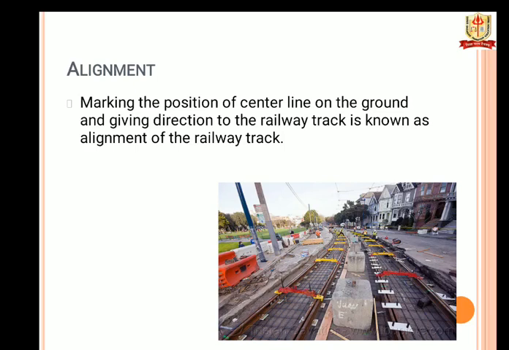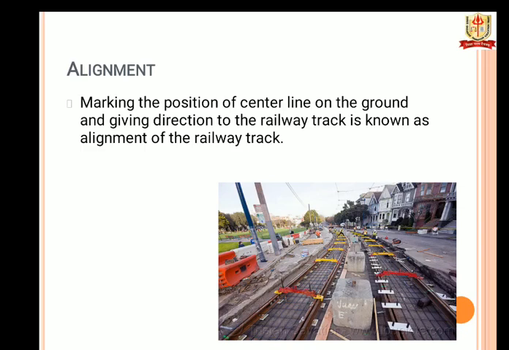Alignment. Alignment of a railway line refers to the direction and position given to the center line of the railway track on the ground in the horizontal and vertical planes. Marking the position of the center line on the ground and giving direction to the railway track is known as the alignment of railway track. So, what is a horizontal alignment?